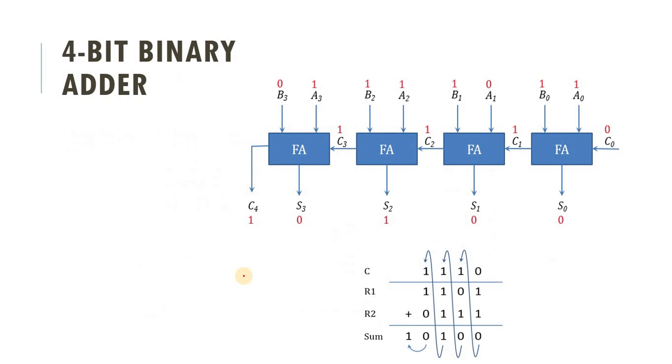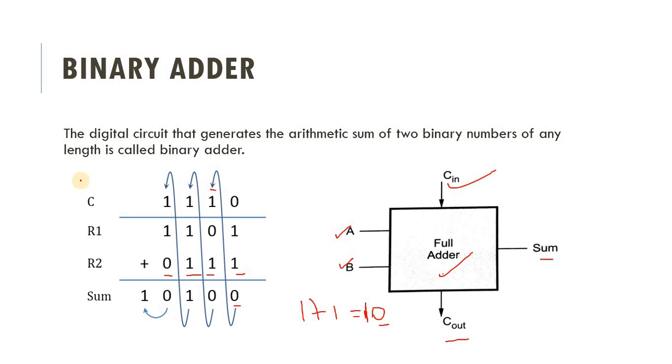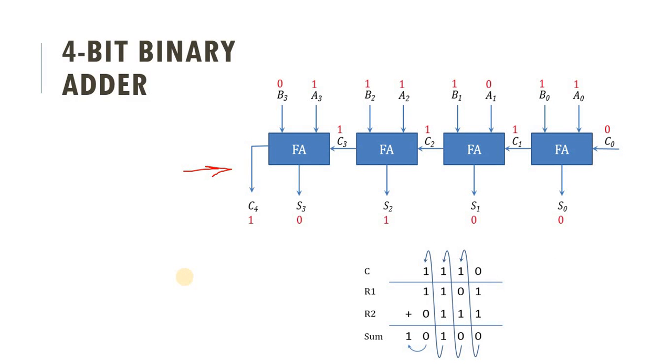For that, this is the circuit diagram of the binary adder. Here we are using 4 full adders. Now the question is, why are we using 4 full adders? Because here you can see that register 1 contains 4 bits, 1101, and register 2 also contains 4 bits, 0111. Because we are adding 4 bits, that is why we are using 4 full adders.